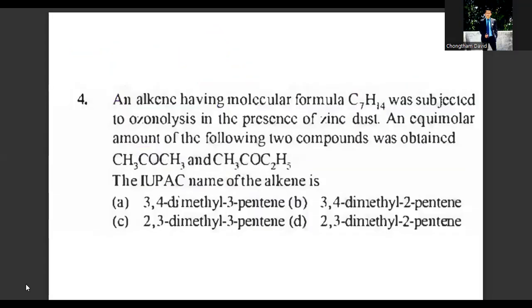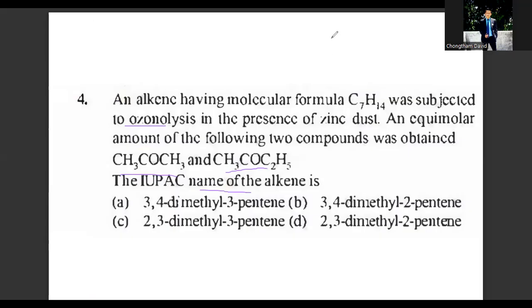Let us read together. An alkene having molecular formula C7H14 was subjected to ozonolysis in the presence of zinc dust. Equimolar amounts of acetone and butanone are obtained. So you have to find the starting material. What is the name of that alkene? So this is one common question asked in your NEET exam, finding of the alkene.